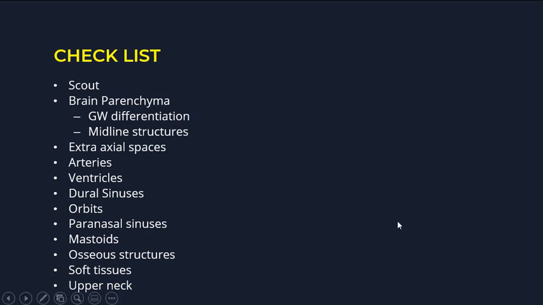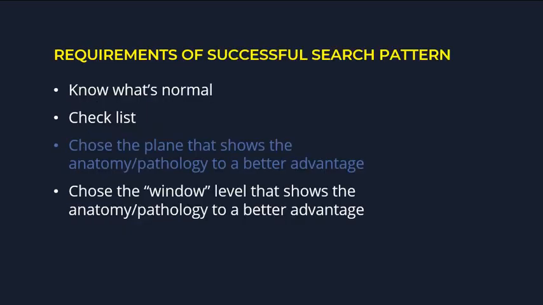The order in which you review them is not essential. Some people review them in the same order regardless of what the clinical indication is. Another way is to review them in an order depending on the clinical indication. For example, in the setting of trauma, start by reviewing for bleed in the extra-axial spaces. In the setting of acute stroke, you start by reviewing the gray-white matter differentiation. The most important thing is to have a checklist so that you don't forget any item on that list.